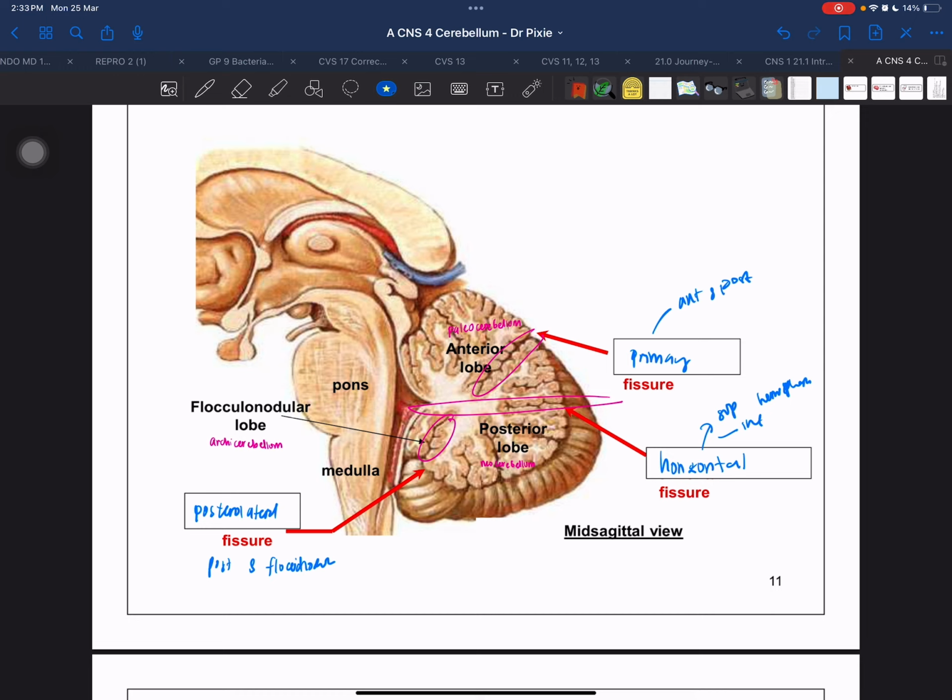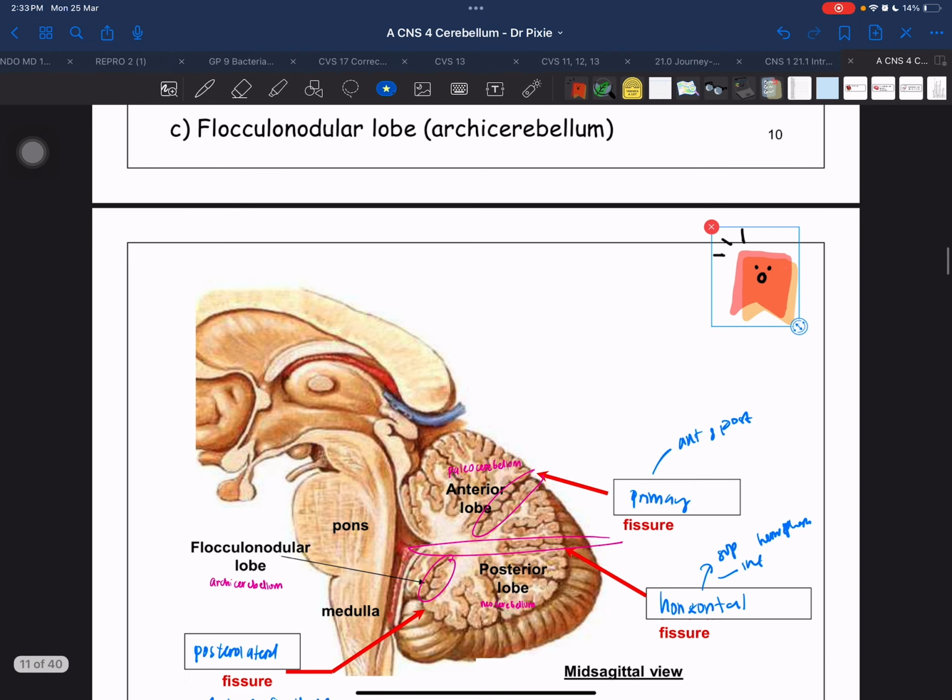How easy I ask you this question to label it. Again, I will show you this lateral view of the cerebellum. I ask you to label the anatomical lobes and fissures. Can you do that? Anterior lobe, posterior lobe, and this little one is the flocculonodular lobe. Fissures: primary fissure, horizontal fissure, and posterolateral fissure. Tomorrow, on Wednesday, when you go to the practical class, you are going to see that.